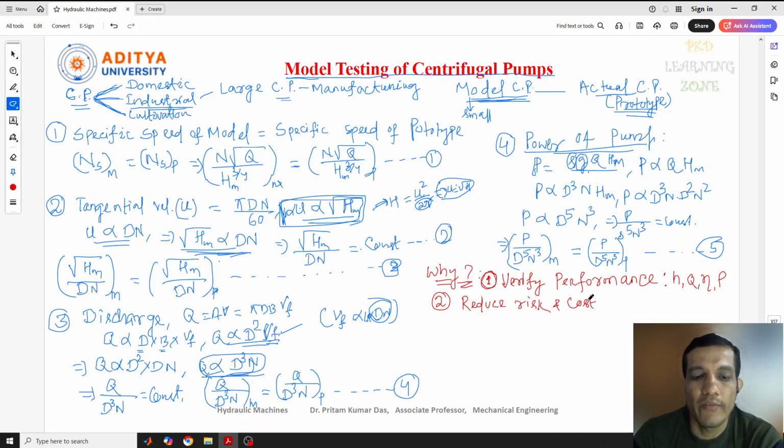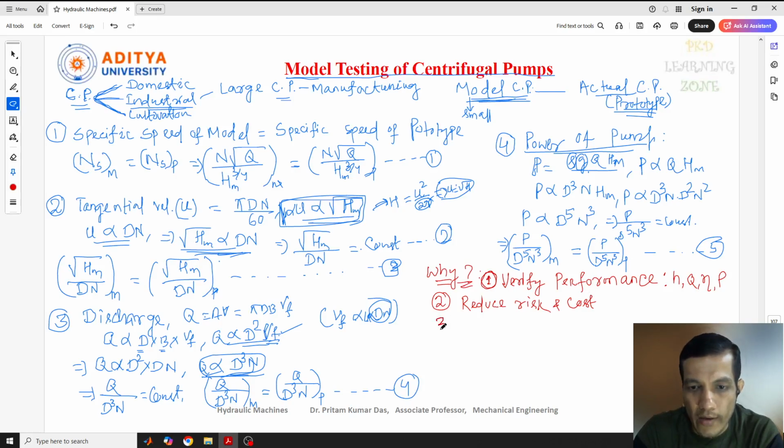If you go for the full scale, the actual prototype of this centrifugal pump, then initially there will be a huge cost. Suppose any kind of problem happens and it cannot be rectified and we need to destroy it, so a lot of cost will be affected. By testing these models, we can go for a small one, save some cost, and also check the performance.